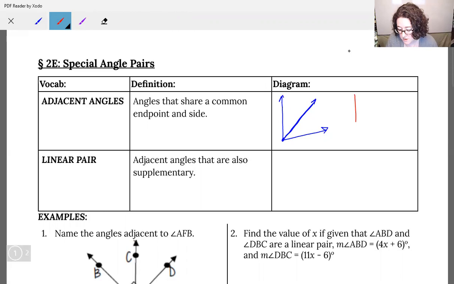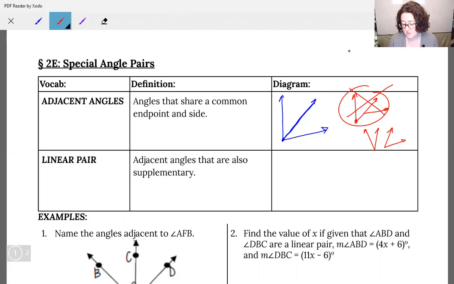Now a couple of examples of that not being true. So we can't do this. These are not adjacent angles. They don't have that common endpoint, so that is wrong. We also can't just have them in the same vicinity of each other. Yes, on the paper I drew them next to each other, but they don't share that common endpoint. They don't have that touching side in the middle. So unfortunately, that also does not work. They have to have that middle side and the endpoint in common.